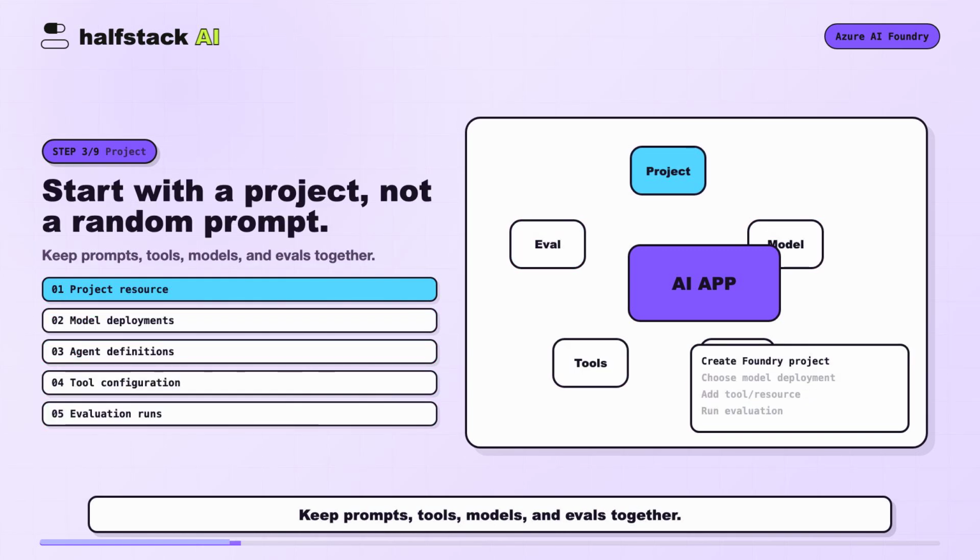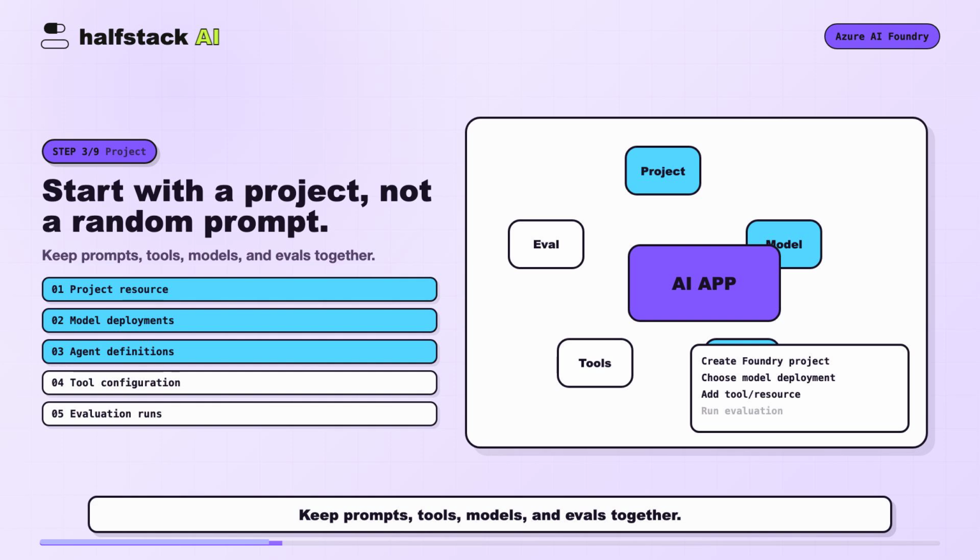Start with a project. This sounds simple, but it matters. Random prompts are hard to operate. A project gives you a place for model deployments, agent definitions, tool configuration, data connections, and evaluation runs. If the AI app matters, organize it like software.